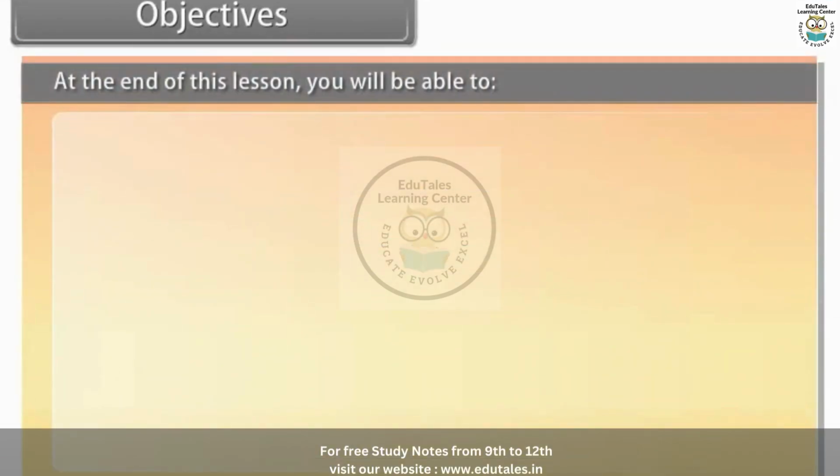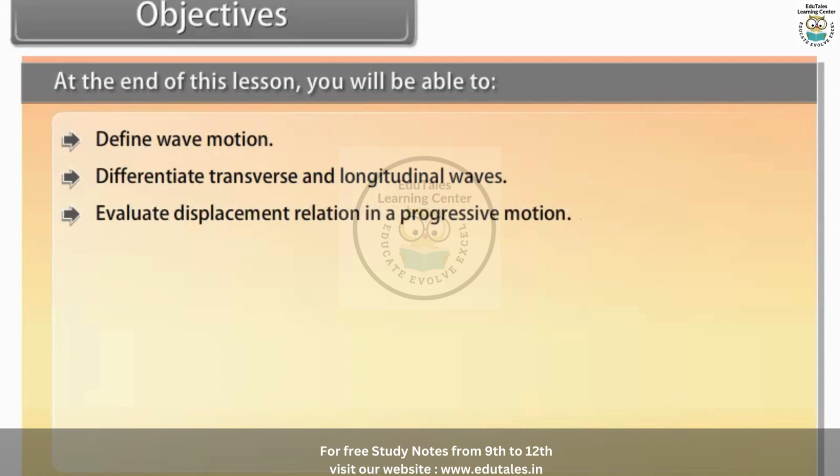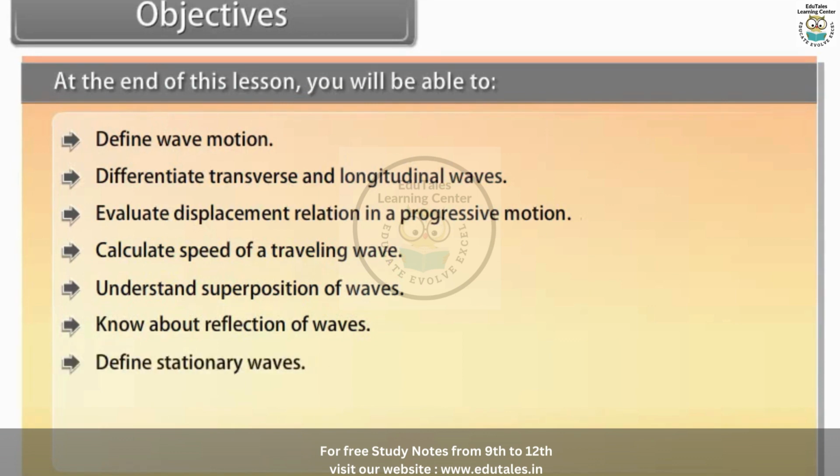Objectives. At the end of this lesson, you will be able to define wave motion, differentiate transverse and longitudinal waves, evaluate displacement relation in a progressive motion, calculate speed of a traveling wave, understand superposition of waves, know about reflection of waves, define stationary waves, understand beats, and analyze the Doppler effect.